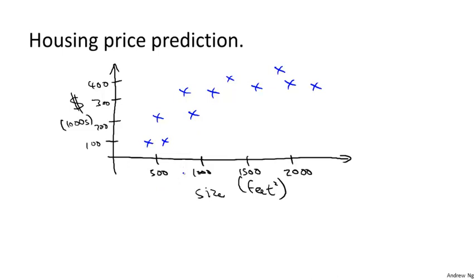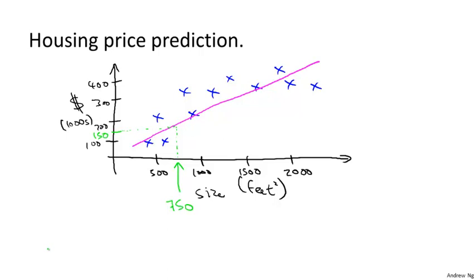Now, let's say you have a friend who has a house that is 750 square feet, and they want to know how much they can sell this house for. So how can a learning algorithm help you? Well, one thing a learning algorithm might be able to do is fit a straight line to this data. The straight line looks like that. And based on this, maybe your friend can expect to sell the house for maybe about $150,000, right?